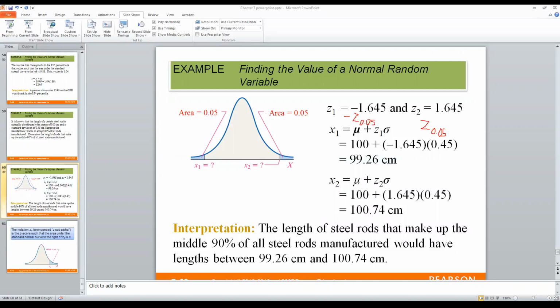Okay, so that ends our discussion of the normal curve. I'm going to go through some more examples of how to calculate with the normal curve and work with finding probabilities as well as working backwards. So go on and look at the examples, and we will continue in your next presentation.